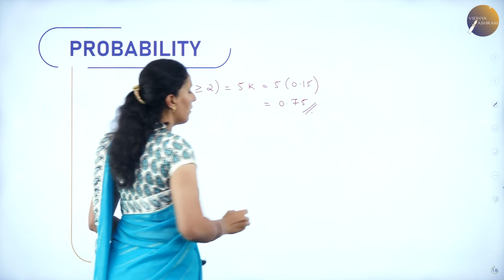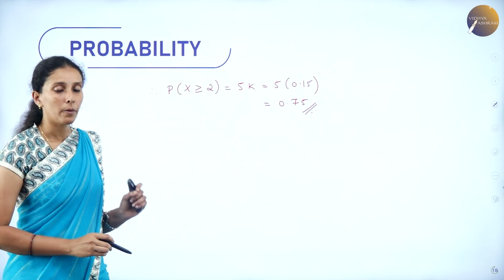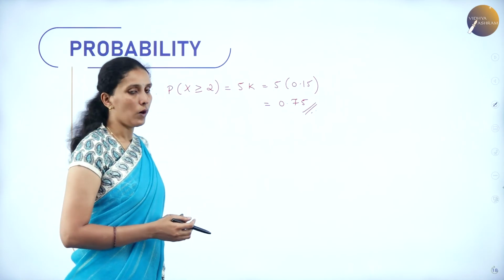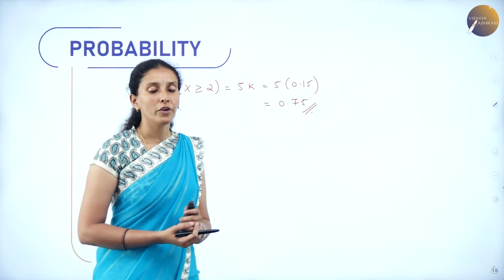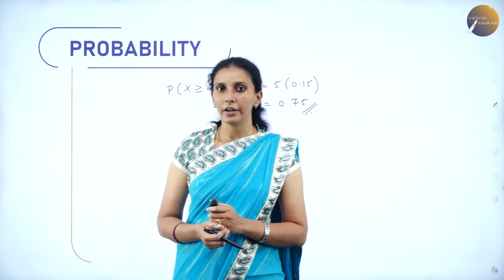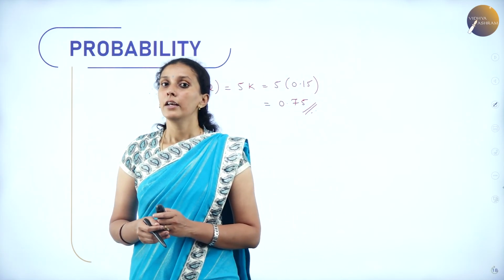So this is the value of the given probability with respect to the random variable greater than or equal to 2. This is how we find the probability values of the respective random variables and write them in the probability distribution table.